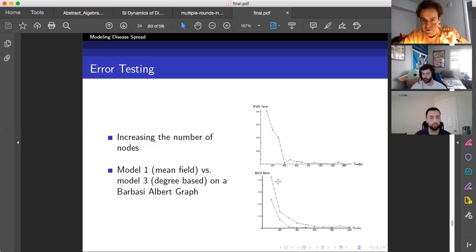On this graph, the purple line is the mean field model, and the blue line is the degree based model. We're graphing this as we increase the number of nodes. You can see at every single point in this graph, the root mean square error for the degree based model is well under the root mean square error for the mean field. So this basically tells us that if we're going to do a degree based model, we're definitely going to want to use a Barabasi-Albert graph versus a Bernoulli graph.